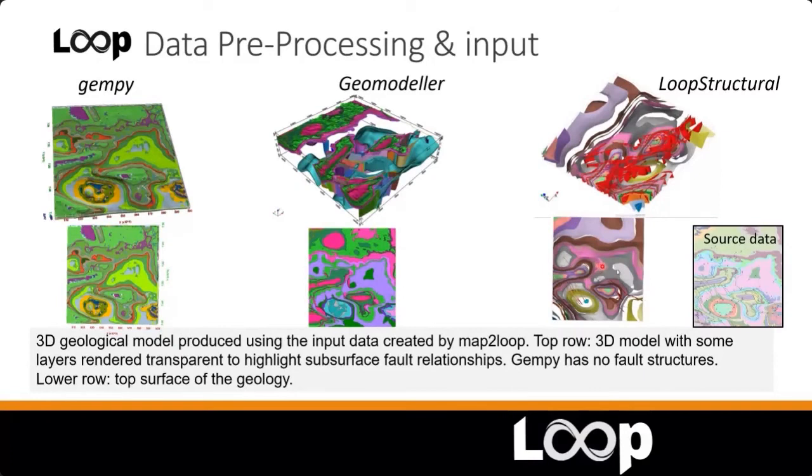You may want to have more details, for example, in this one here, in the Loop Structural output. You may want to have less noise, maybe, in the GeoModeller model. And, of course, you would want to have the faults in GemPy. But these three models are as good as each other in the sense that they're probably all wrong. And the important thing is being able to automate the process so you can generate multiple models and look at the differences and understand where they come from.